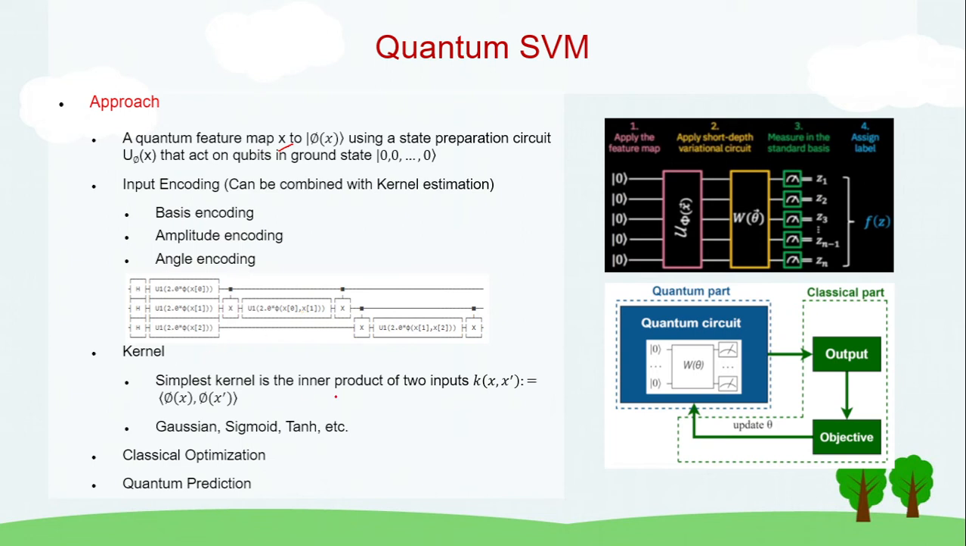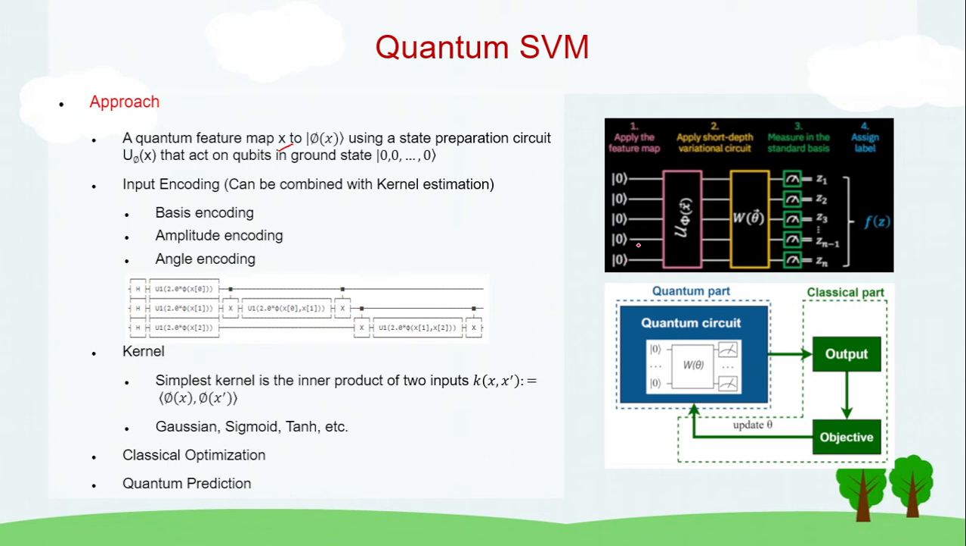Similarly, for the kernel they have given another function, and the simplest and most easily understandable kernel is the inner product of two inputs. As you can see here, in the matrix multiplication, if the matrix size is large, then you need a lot of time in a classical way, whereas the dot products can be obtained very easily in the quantum way. In some rare cases you may use a different kernel like Gaussian, sigmoid, tanh, and so on. A classical optimization technique is used, and then from the model you do quantum prediction. So in a block diagram way we can represent things like that.